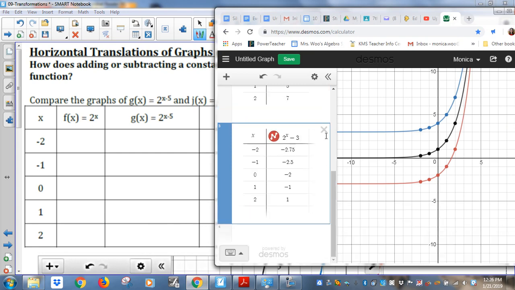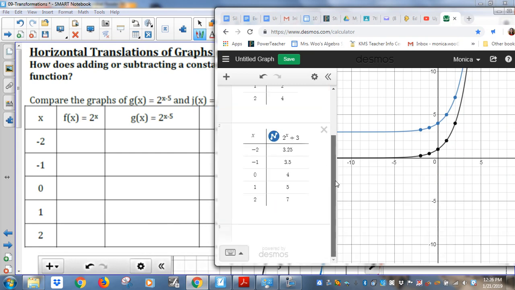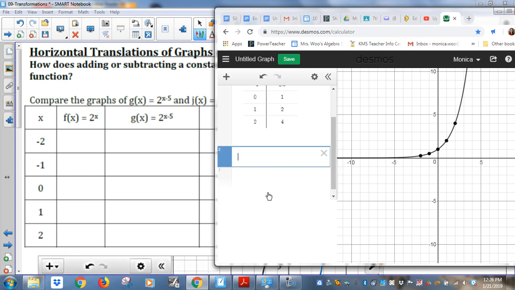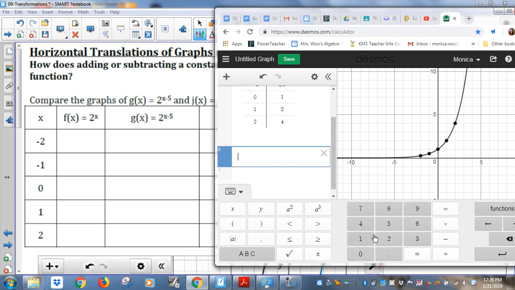So I'm going to go ahead and delete these out. And we have our original of f of x equals 2 to the power of x. Now when I put in my next equation, so this is important, we're going to have 2 to the power of, and when it is a horizontal translation, we need to make sure we are using parentheses. If we do not use parentheses, it will not work.